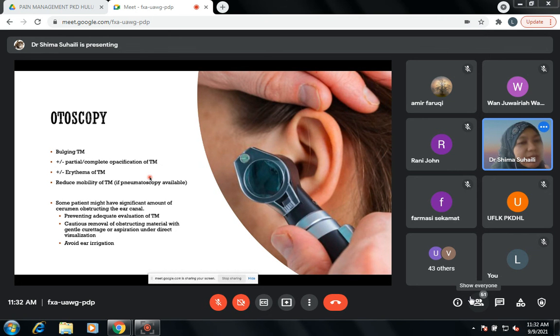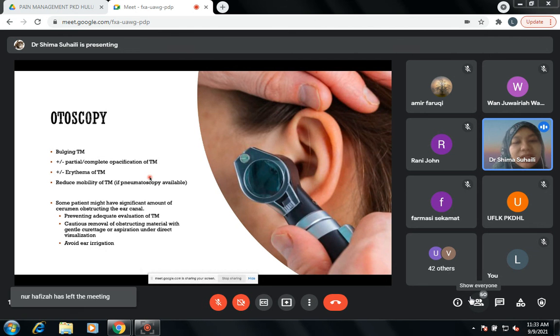Plus, there might be presence of complete opacification of the TM, where the TM will become a bit blurry or opaque. And then presence of erythema or redness of the tympanic membrane. And lastly, if we have the pneumotoscopy, we can test for the mobility of the tympanic membrane. For the klinik kesihatan, usually we don't have the pneumotoscopy. Okay.